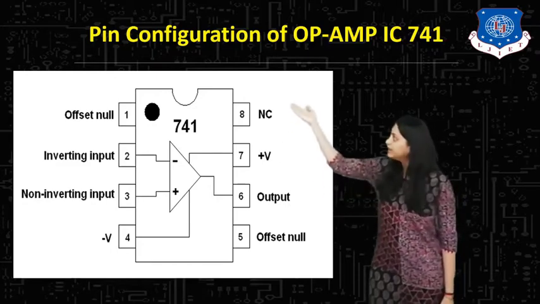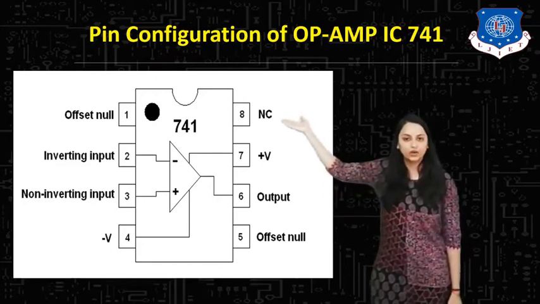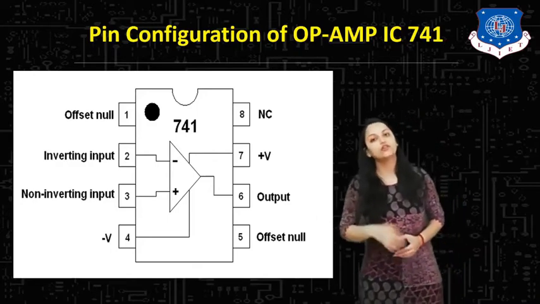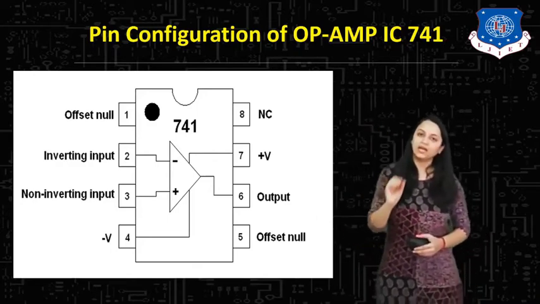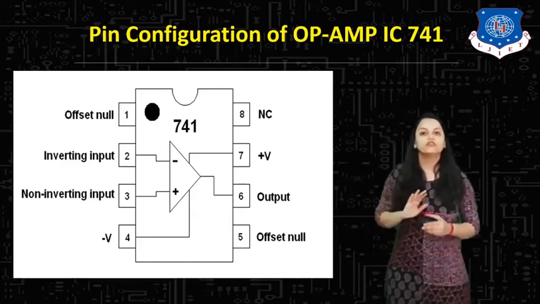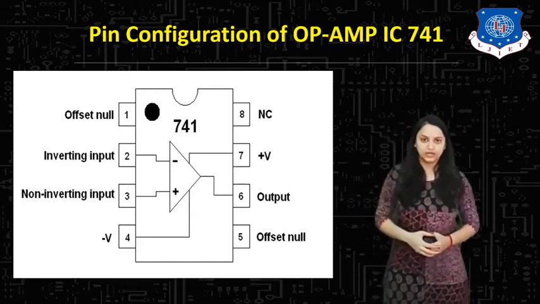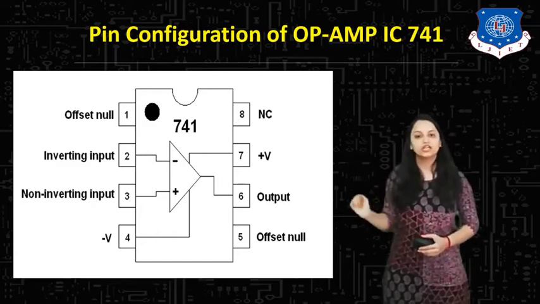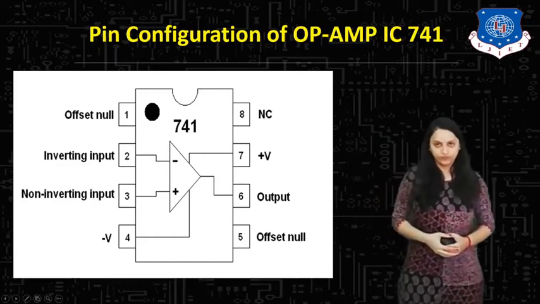Alright. And pin number 8. Pin number 8 is for no connection. That means it is left open. It is of no use. Okay. So pin number 8 in IC741 is extra pin. It is left open. It is of no use. There is no connection. Pin number 8. So this is the pin configurations of IC741.